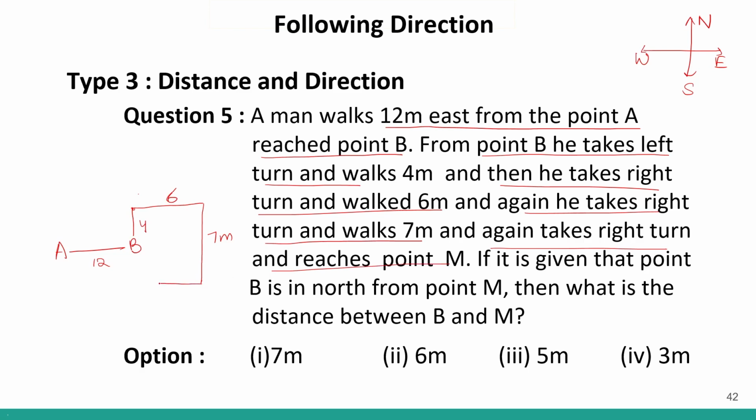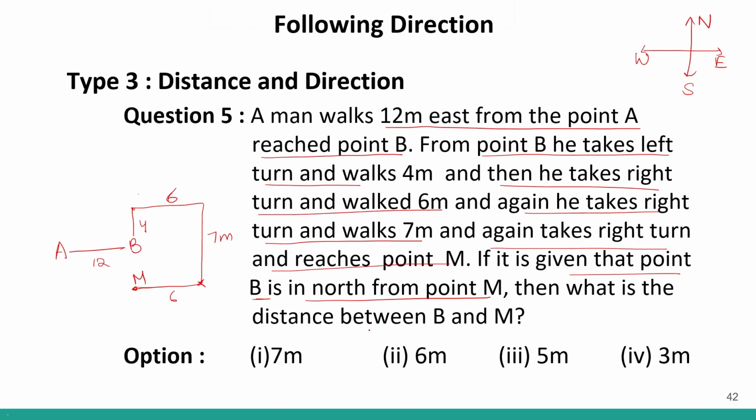So we are not given the direction or how much distance he traveled. We just know that he's walking towards this direction to reach point M. Now it is given that point B is in north from point M. So point M will be exactly below B. This will be point M. So this distance will be 6, right?